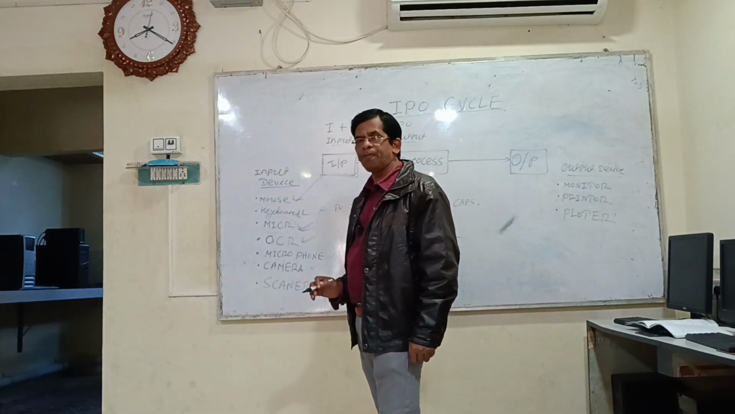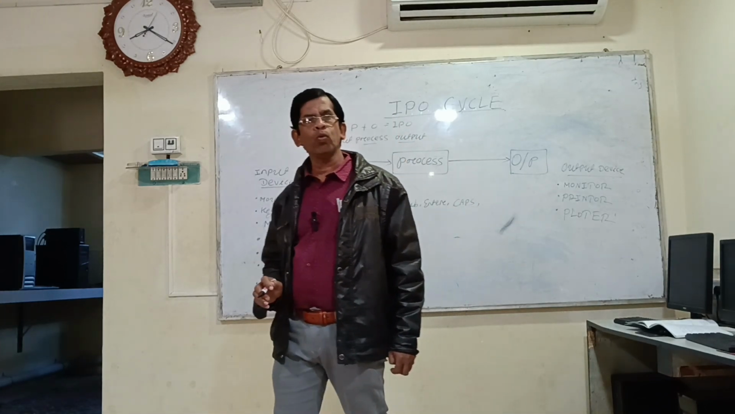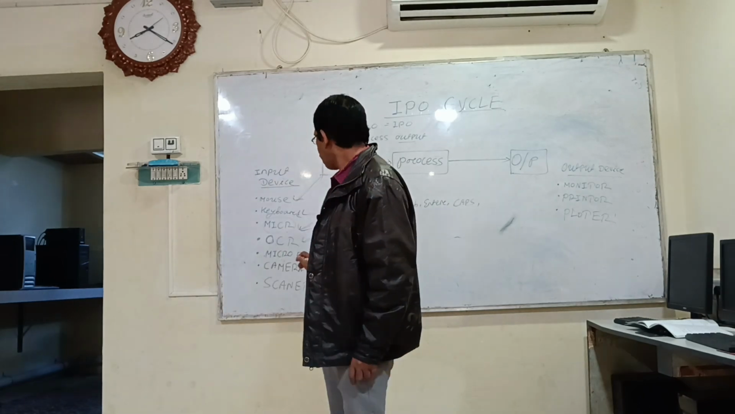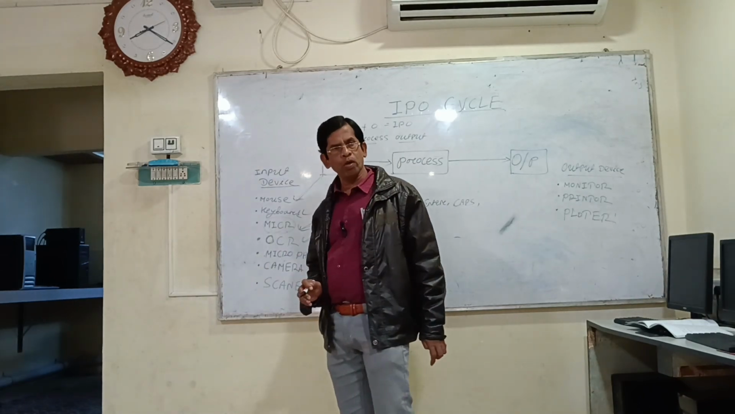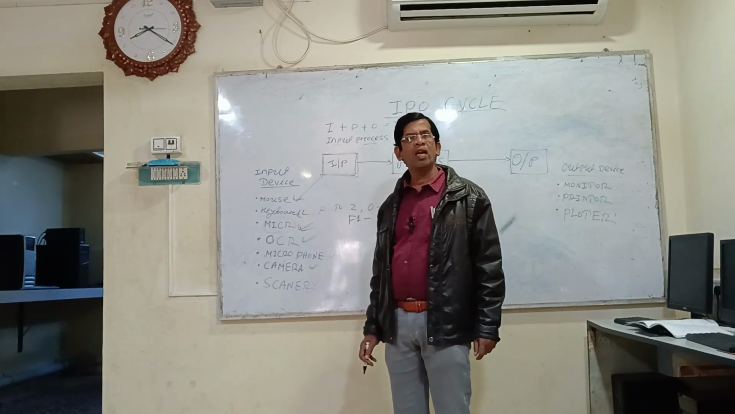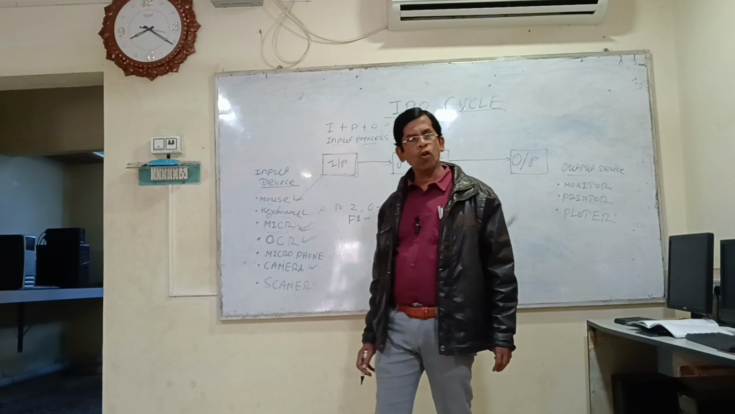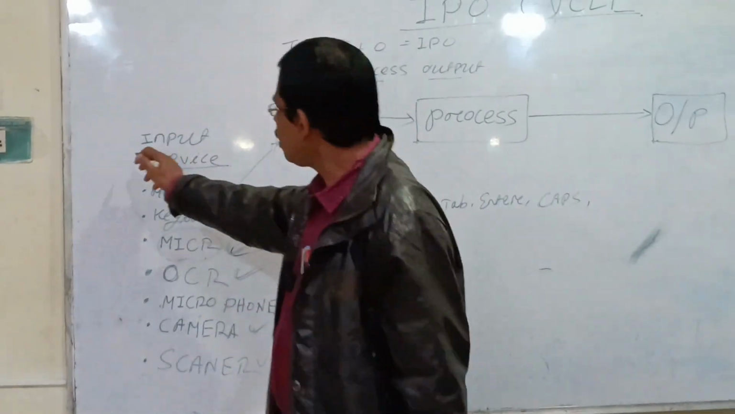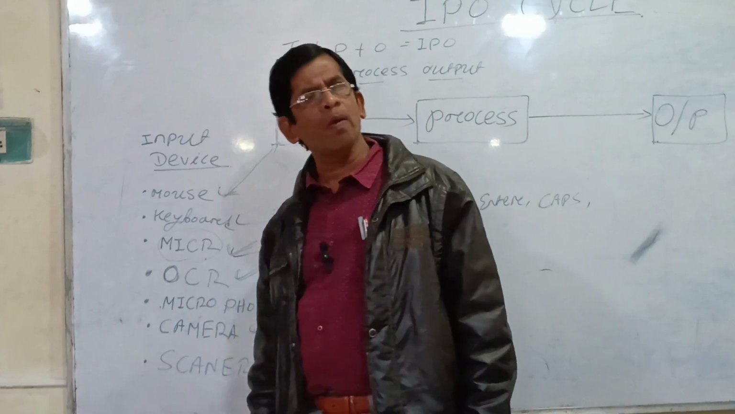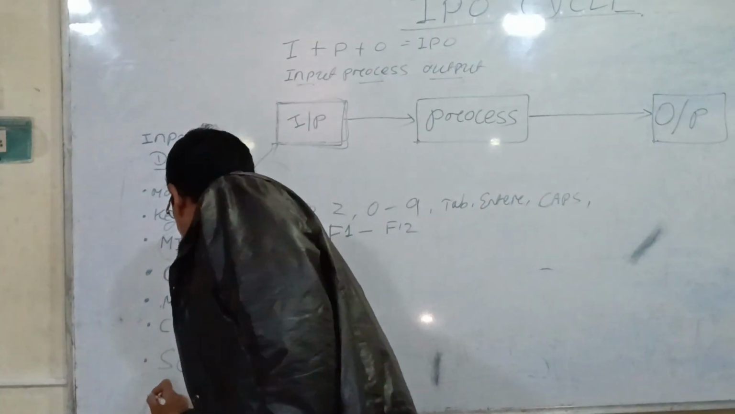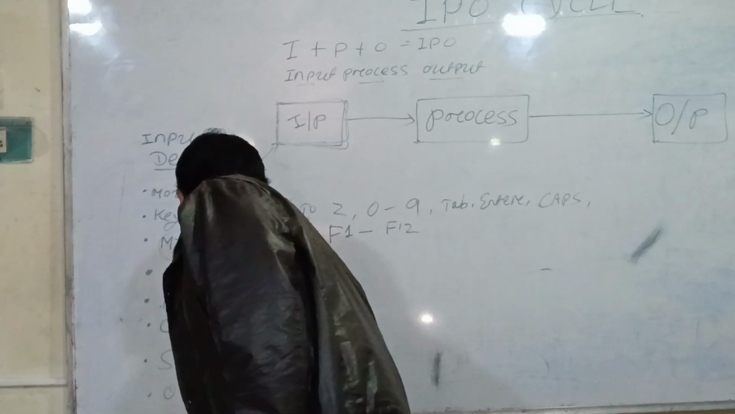Next is the camera. To take any photo or video, we use a camera. That is also an input device. Then a scanner. When you scan any documents or photos, you use a scanner. There are so many input devices, but here I will discuss only some of them. Other input devices include OMR, optical mark reader.